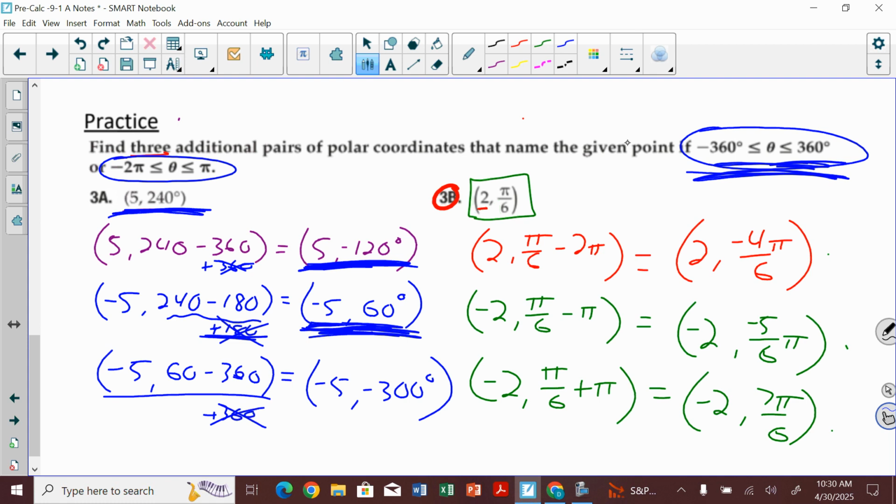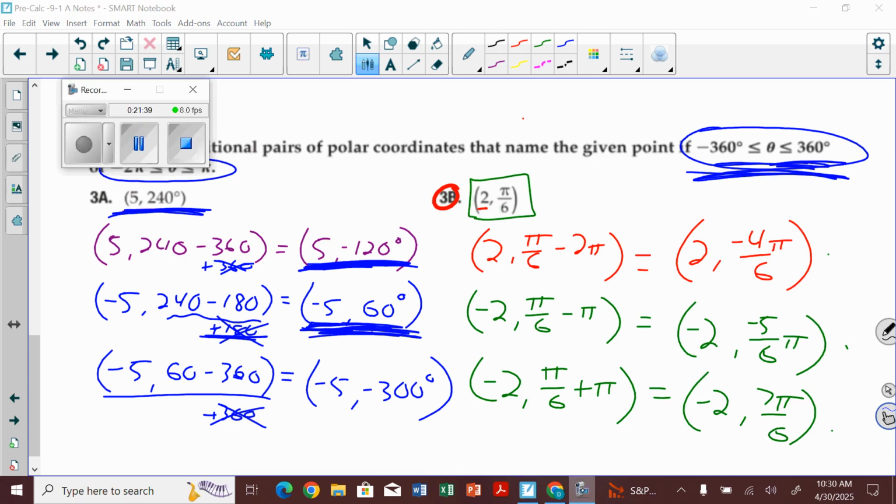Okay, so I hope that helps. If you have questions, I'll try to clear that up a little bit more tomorrow. That is 9-1 polar coordinates, 9-1A.